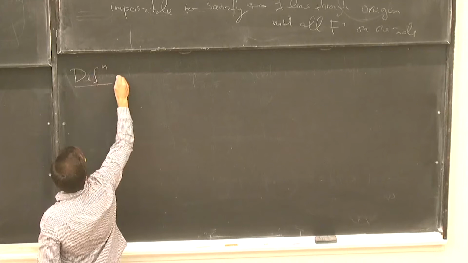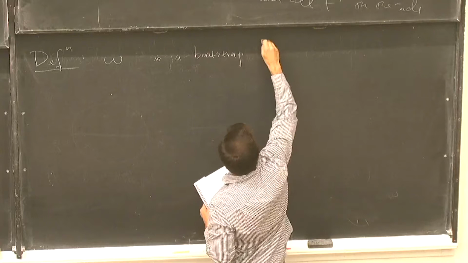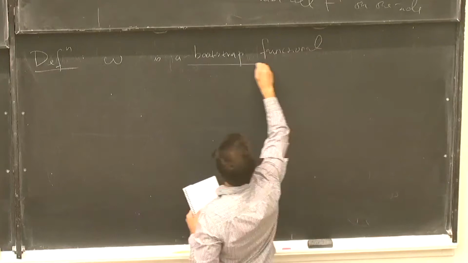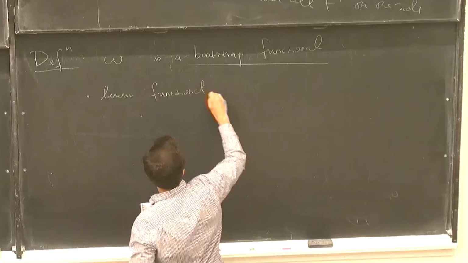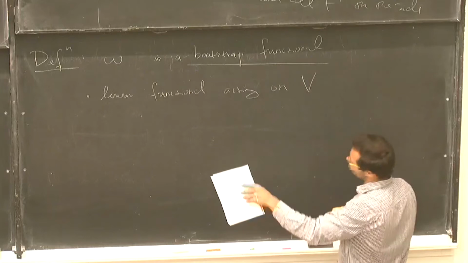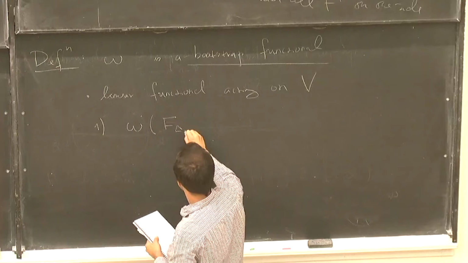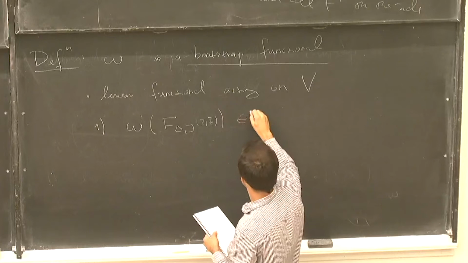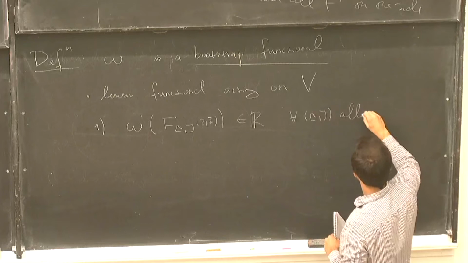So let's define an omega, which will be called a bootstrap functional. It is a linear operator or linear functional acting on this vector space V, the vector space of functions of two coordinates, such that first of all, when I act with omega on the bootstrap vectors, I get some real number. So in particular, the result is finite. And I should get a real number for all delta and j which are allowed in principle by unitarity bounds.